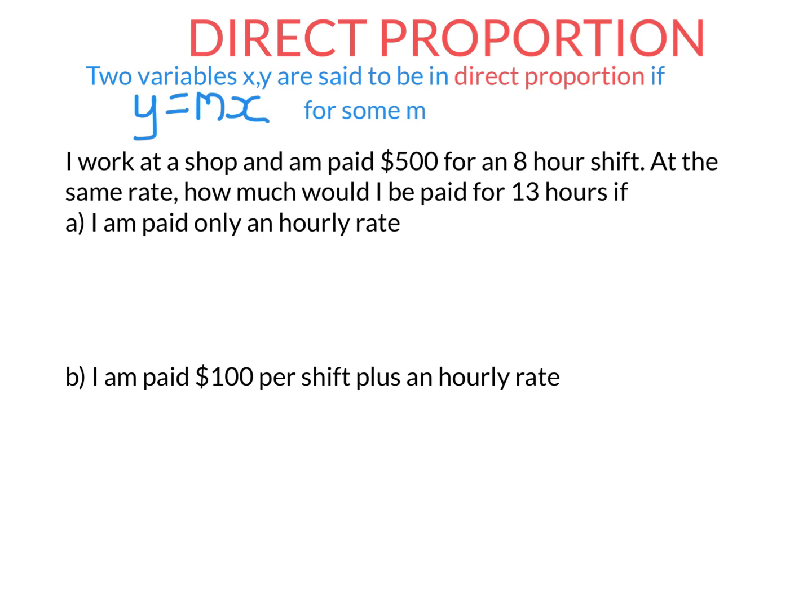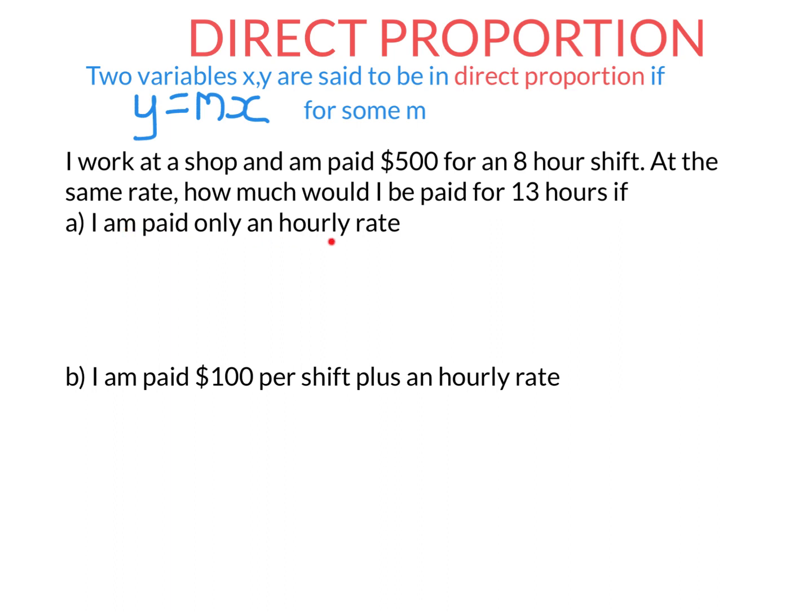So let's look at an example here. I work at a shop and I was paid $500 for an 8-hour shift. We're going to calculate, at the same rate, how much I would be paid for 13 hours. This might look like a very simple question, but we need to know whether or not the amount that you earn is directly proportional to how many hours you work.